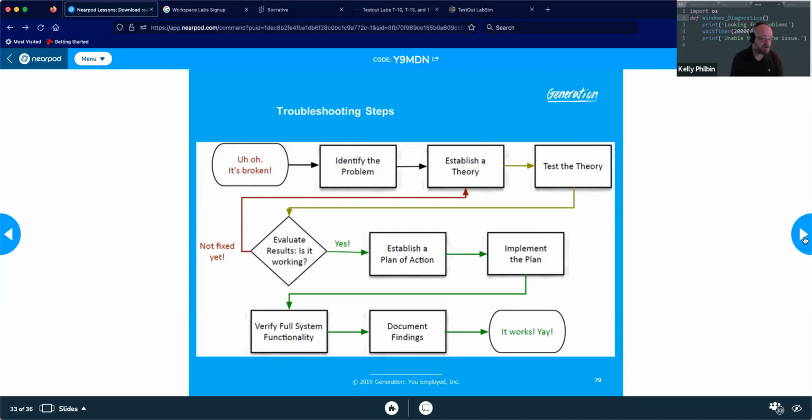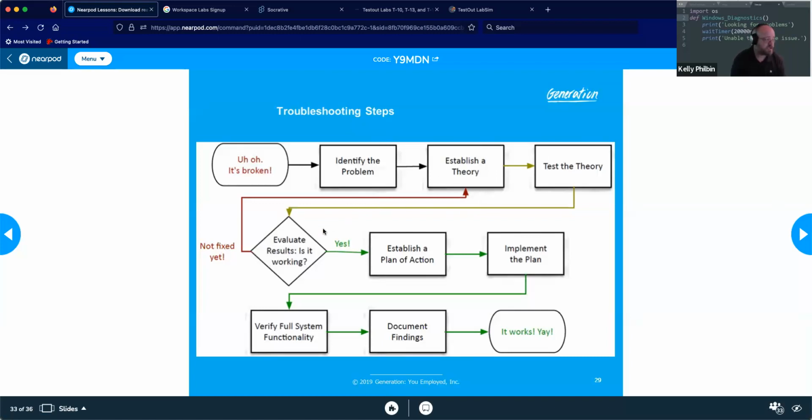Maybe it wasn't the caramel latte that killed the keyboard. Maybe it's the fact that half the keys are missing. So we would establish a new theory, test that theory. So you can have a recursive loop here where you keep establishing theories, testing it, it's wrong. Keep establishing a theory, testing it, wrong.